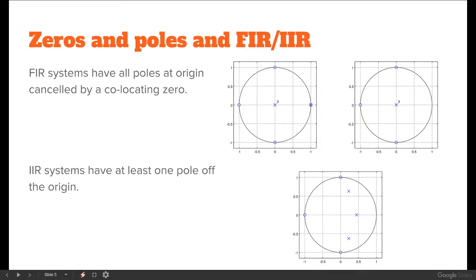IIR systems all have at least one pole off the origin, somewhere between 0 and 1, the radius.